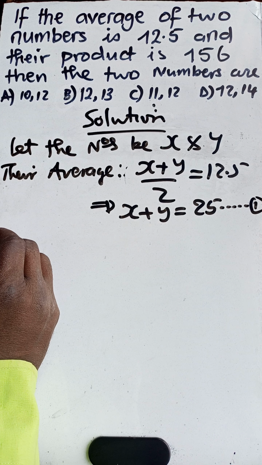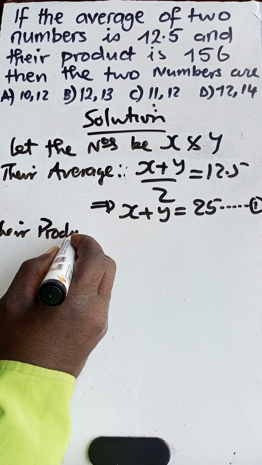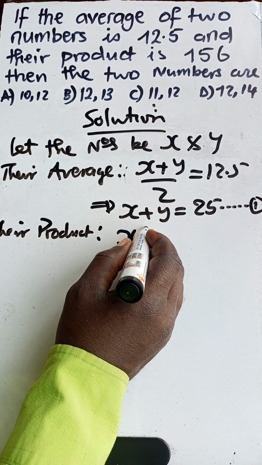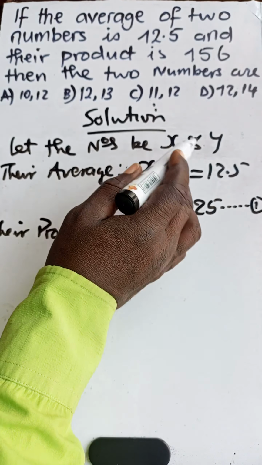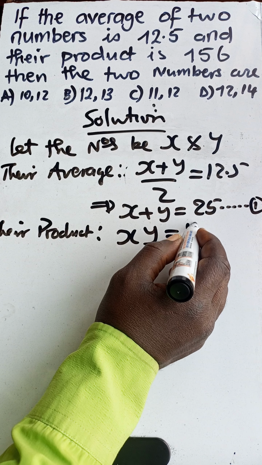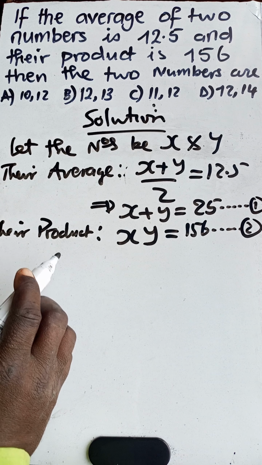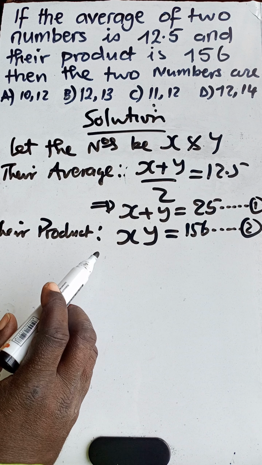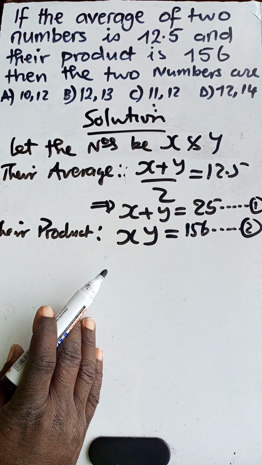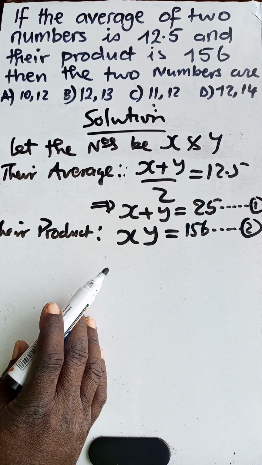Next information, their product. That means when we multiply the two numbers x and y out, we are told their product is 156. We can call that equation 2. So this word problem finally gives us these simultaneous equations to solve, and we can use any of the methods of solving simultaneous equations.